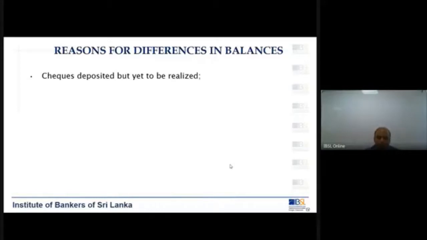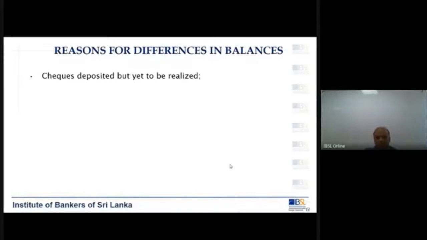Obviously, the two balances will have a difference. Why? You say that I have deposited a check, but the bank says you have deposited a check, but it is not yet available for you to withdraw. So I haven't given you the credit yet. That is what we call checks deposited but yet to be realized.